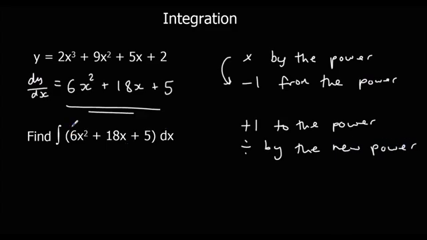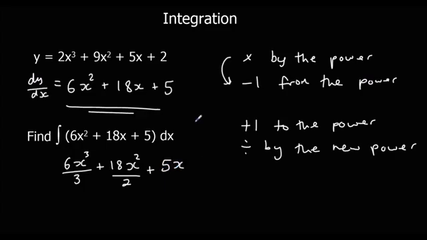Okay, so now we're going to integrate this. It says find the integral. This funny symbol means find the integral. So find the integral of this, 6x squared plus 18x plus 5. That's what we got by differentiating with respect to x. So the process: add 1 to the power and then divide by the new power. We've got 5x to the power of 0 here, so if I add 1 to the power, it will go to 5x.